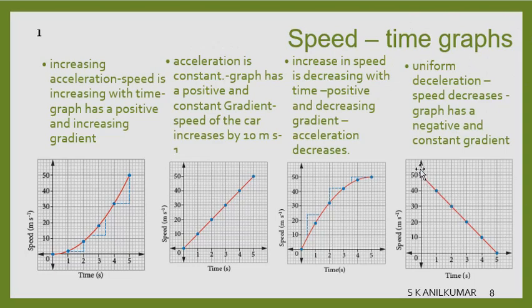That means what? Speed decreases. The graph has a negative constant gradient and the decrease is the same. For every second it is 10. Speed of the car decreases by 10 meter per second. This increases 10 meter per second, this decreases 10 meter per second. Both are constant. What? Acceleration. But this is constant positive acceleration. This is constant negative acceleration or deceleration. This is a speed and time graph.